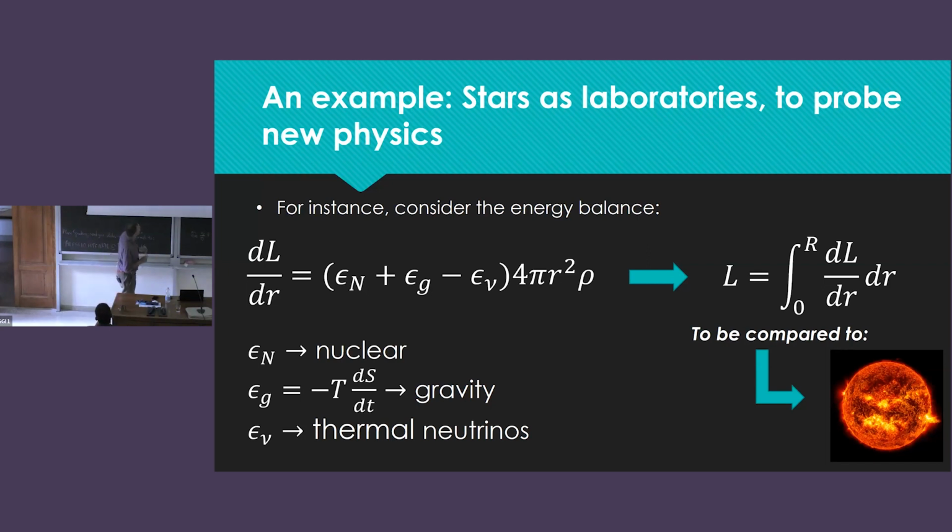Okay, so we can integrate that over the whole stellar structure from the center to the surface, and we get the luminosity, which is an observable. We can observe the luminosity of stars, and so we can compare that with observations.